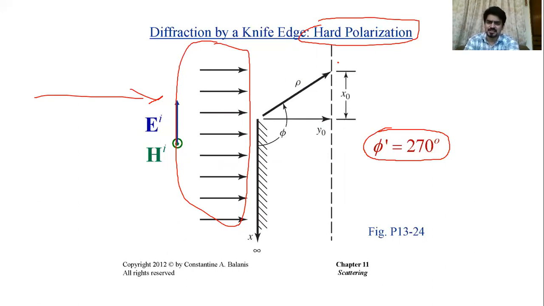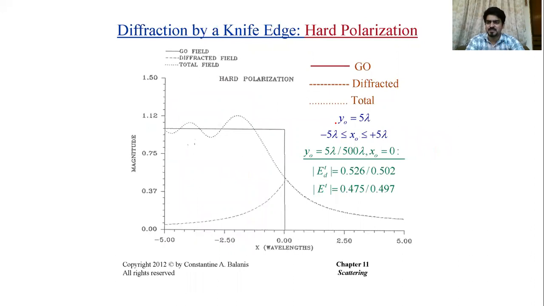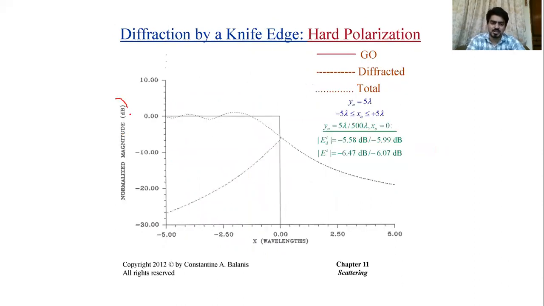Again, you will see that we can divide this observation region into two parts, where your x is negative and x is positive. For the region where your x is negative, you will again see those ripples because of the constructive and destructive interference between your diffracted and direct fields. This is for the magnitude absolute values. And when we plot in terms of decibels, again you see those ripples, and it will be approximately 6 dB down.